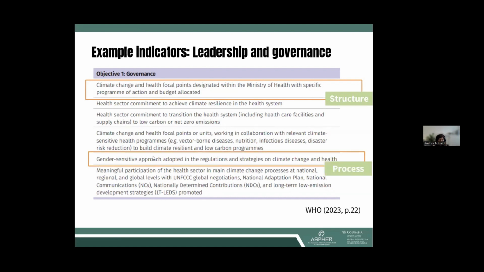Another one, a gender-centered approach was adopted in regulations and strategies on climate change and health. That's already more focused on the process. How are we actually moving towards climate resilience? Which aspect do we consider? With whom do we coordinate? Now you can see that for each of these indicators, we could do this exercise.